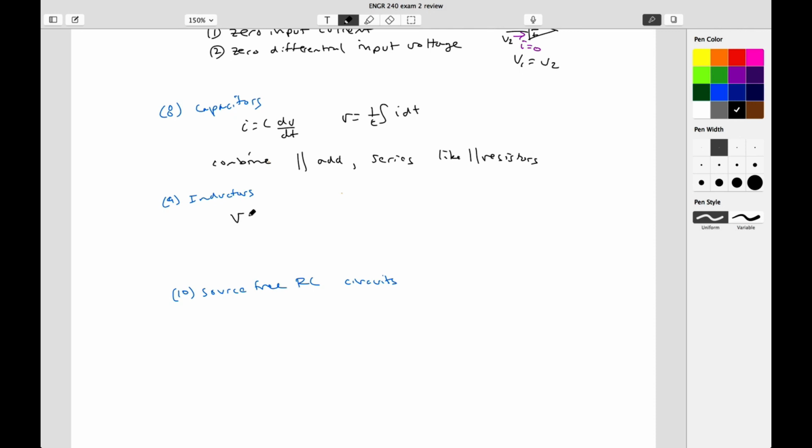All right, inductors. In this, we remember V is equal to L di dt. And these combine like resistors.